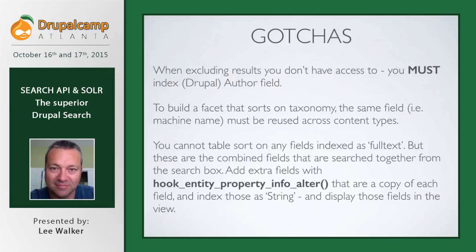So there's a couple of gotchas. Just index author and be done with it. Just always do it. And obviously you need the same machine name for taxonomies to sort across content types. You don't want category user, category node, category article. Otherwise you end up with 3 different facets.